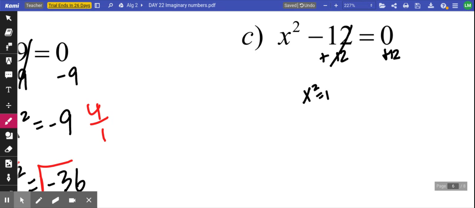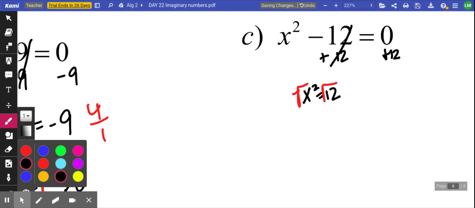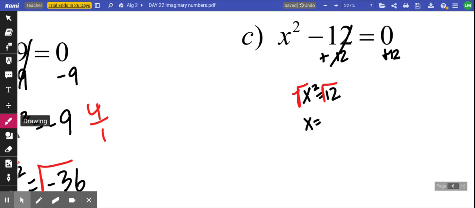X squared equals 12. You might see at this point that I don't have an imaginary solution on this problem, right? When I take the square root, I'm going to take the square root of a positive number. So I just get x equals plus or minus the square root of 12. Let's go ahead and break down that 12.